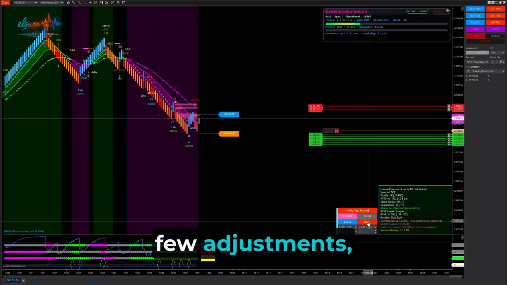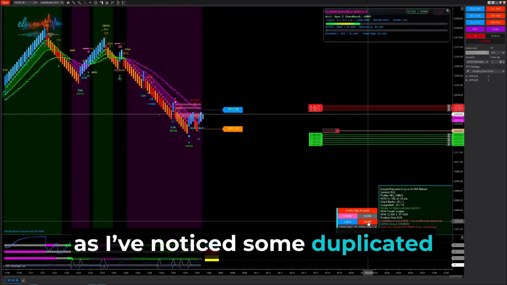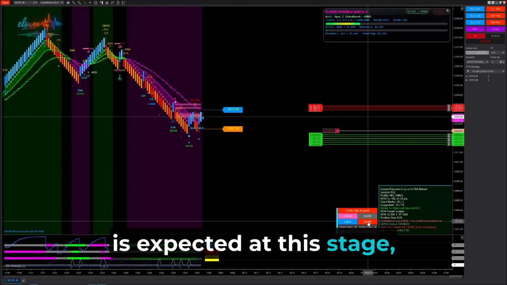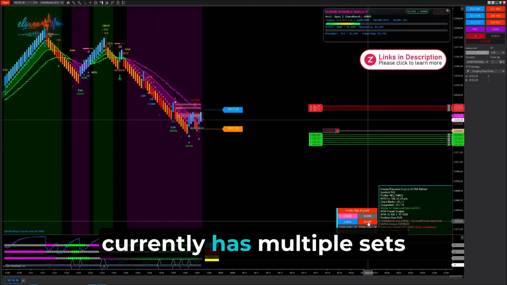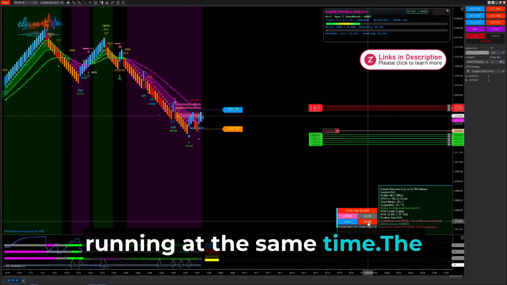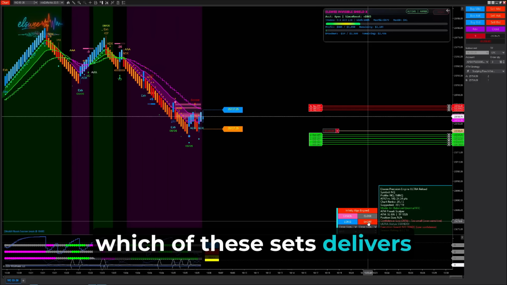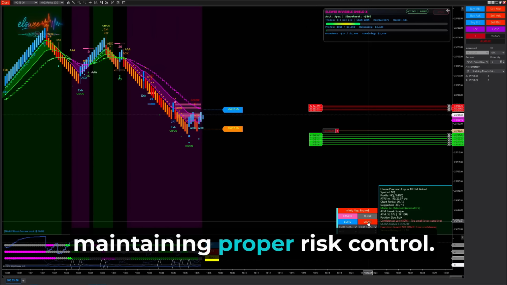I'll need to make a few adjustments, as I've noticed some duplicated orders on certain trades. This is expected at this stage, since the configuration panel currently has multiple sets running at the same time. The objective now is to identify which of these sets delivers the best performance while maintaining proper risk control.